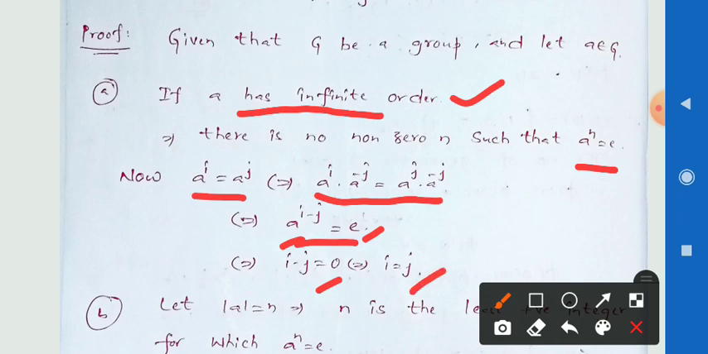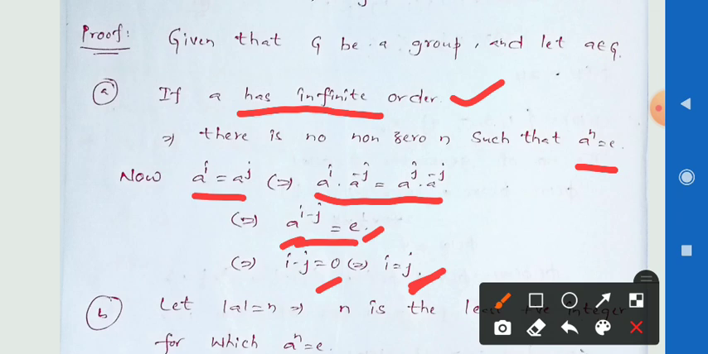If a has infinite order, the elements a^i = a^j. By the if and only if condition, we have shown i is equal to j. Similarly, if i is equal to j, we can also show that a^i is equal to a^j if a has an infinite order.